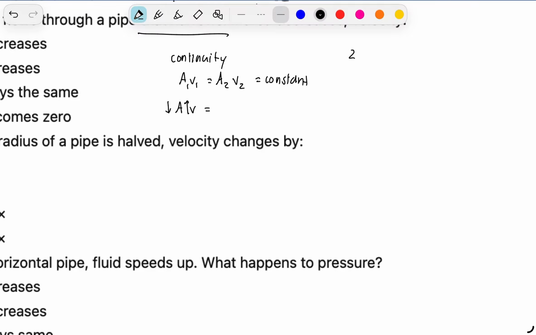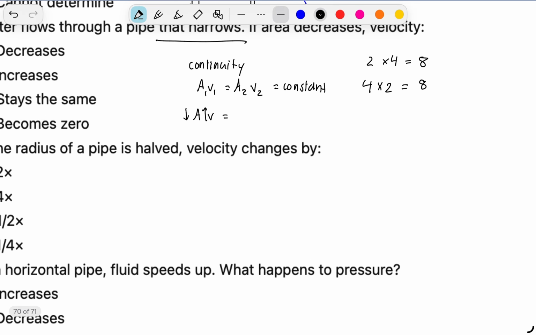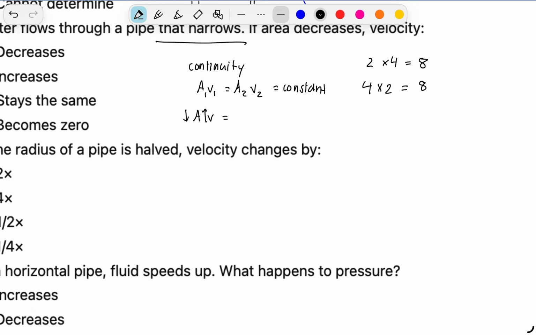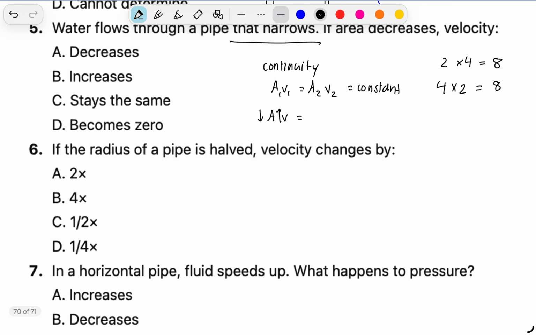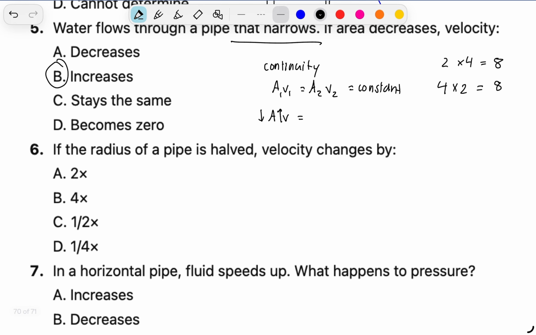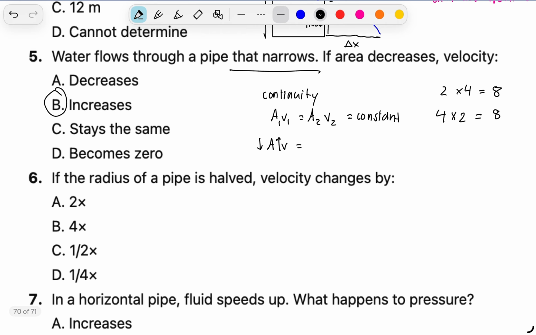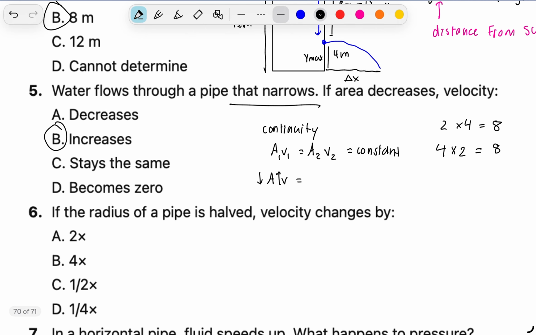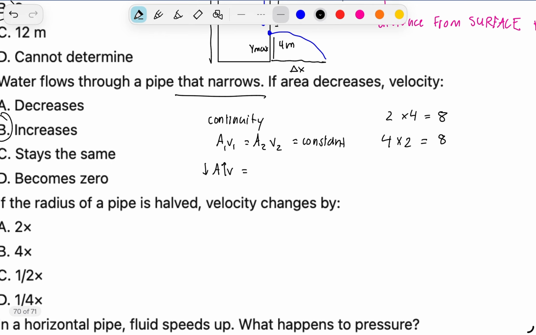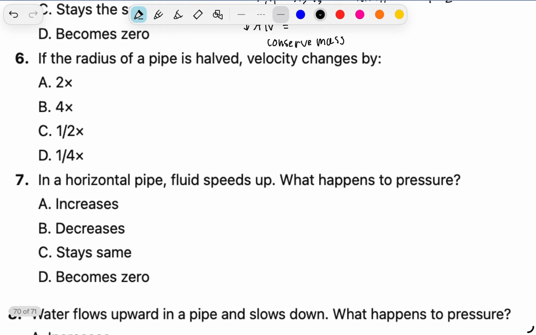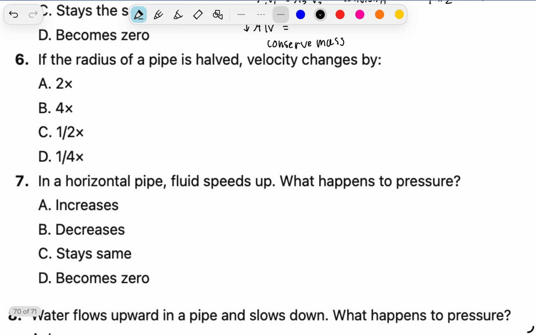Because if you have 2 times 4, you would have to make your value 4 times 2 in order to stay equal to 8, correct? So if you increase one, you have to decrease the other, which is why A and V are inversely related on one side of the equation. So if our area decreases, our velocity has to increase. So a fluid must move faster through a smaller area to conserve mass. If the radius of a pipe is halved, velocity changes by what?